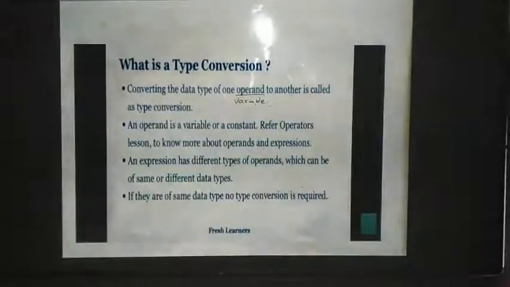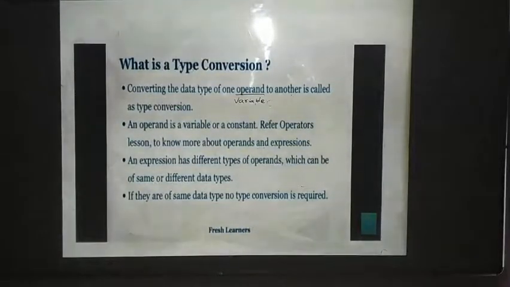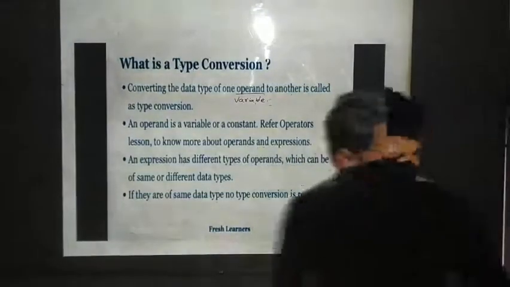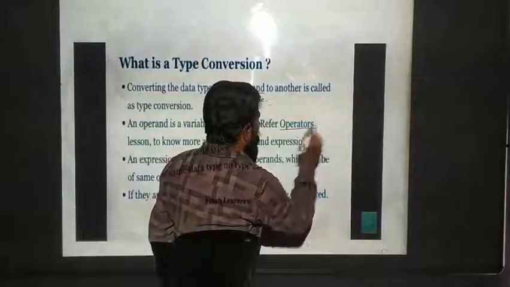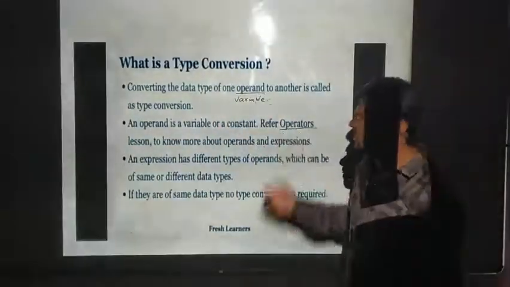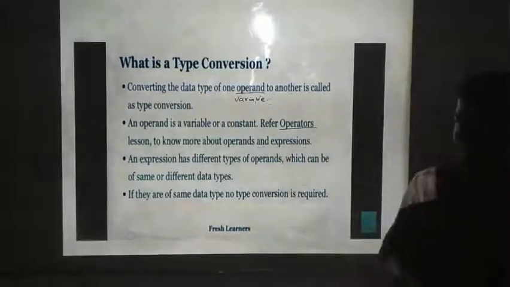You see, an operand is a variable or a constant. It may be a constant also. Refer to the operators lesson to know about operands and expressions. In the next class we will learn about operators. It is not related to this, but what operators mean we will learn in the next session.